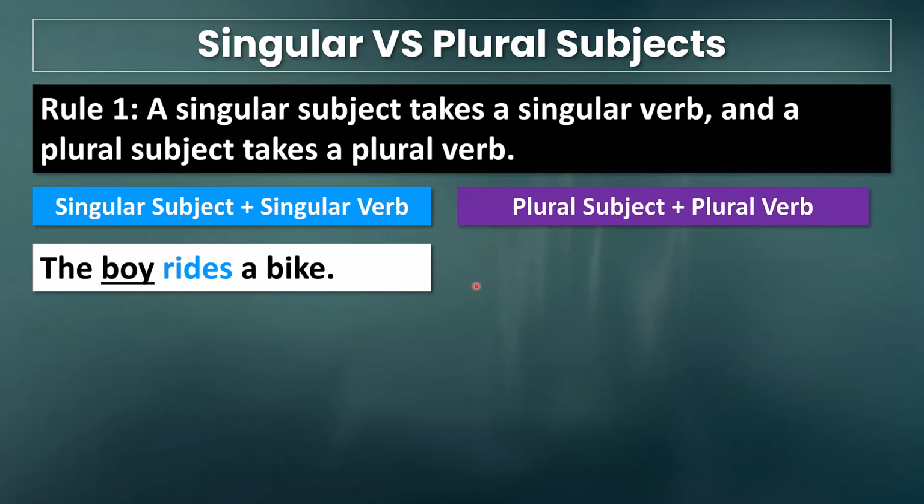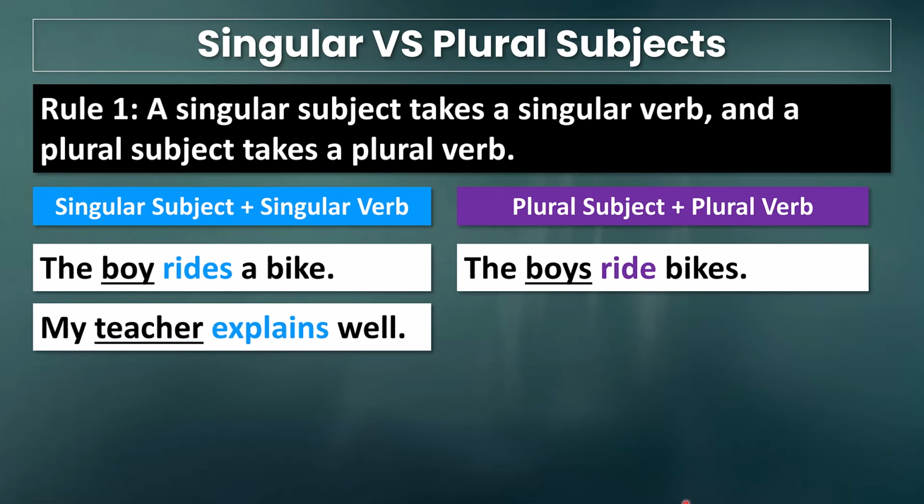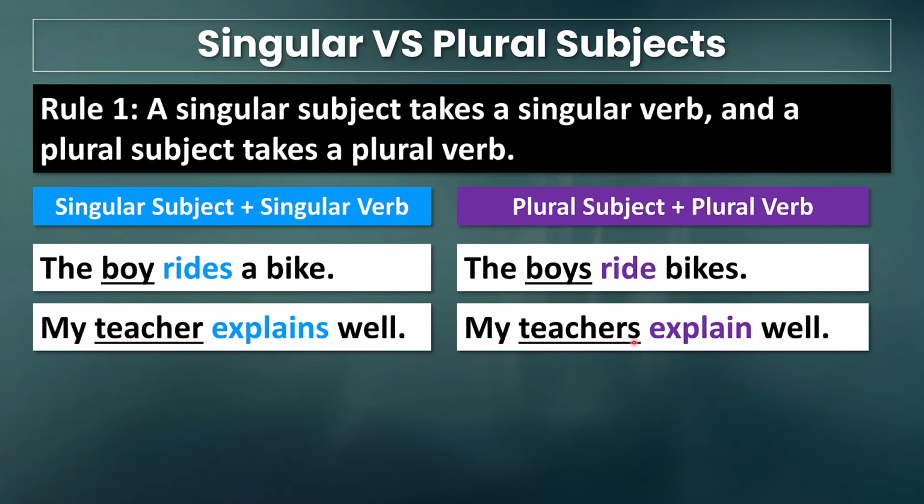However, if we make this plural, the boys ride bikes. And that's because we have a plural subject, so we must have a plural verb. The boy would be he rides a bike, whereas the boys would be they ride bikes. Let's look at another example. My teacher explains well versus my teachers explain well.